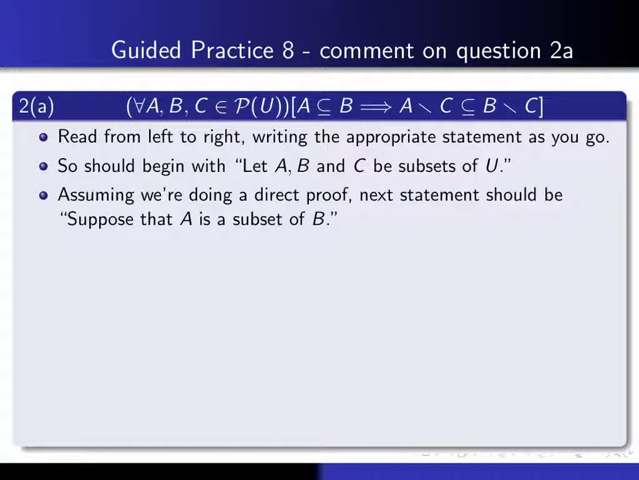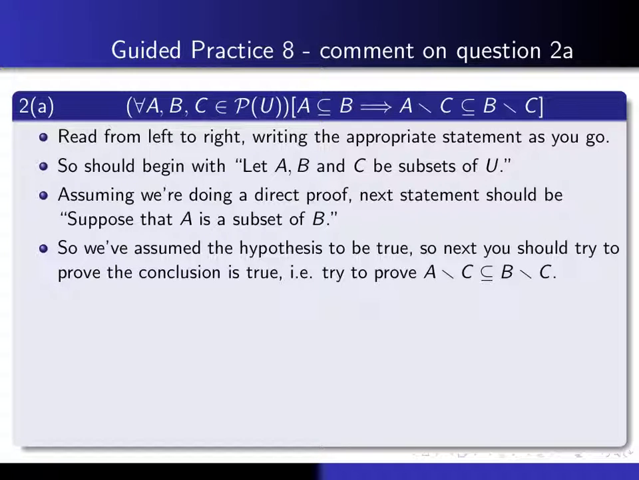And now we come to the conditional part of the statement, and assuming we're doing a direct proof, you should assume your hypothesis. You should say, suppose A is a subset of B. Now, once you've assumed your hypothesis, the next thing to try to do is to prove that the conclusion is true. And so you should next try to prove that A minus C is a subset of B minus C.